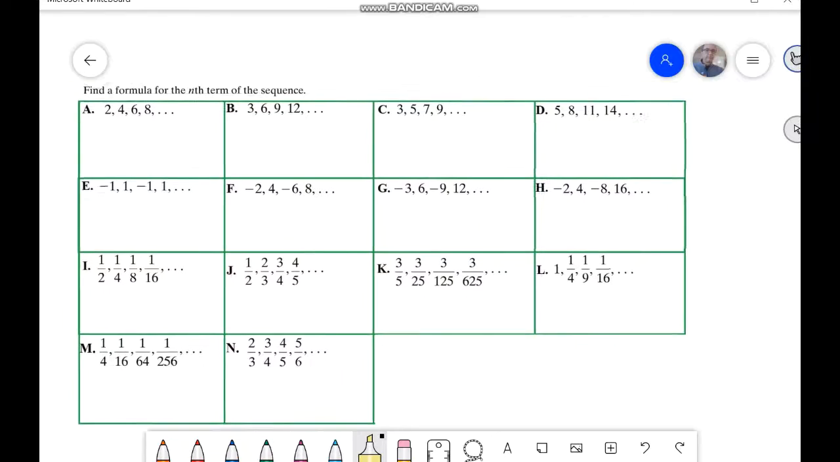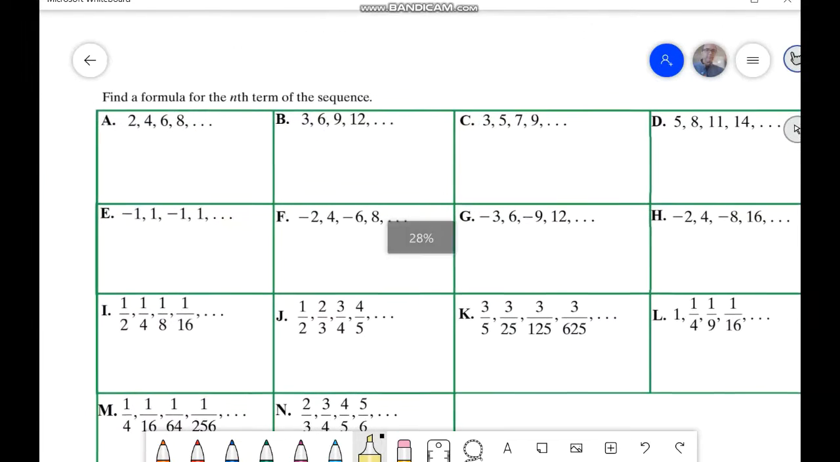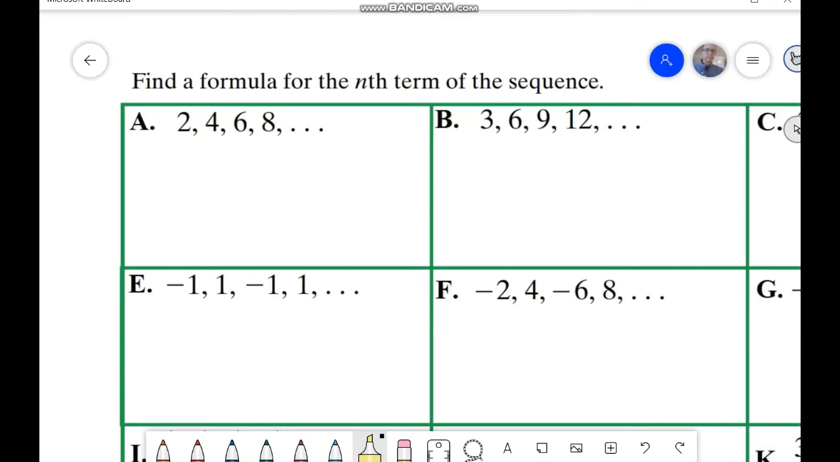Today, you have to find the formula for the nth term of the sequence. The questions are very similar to yesterday. Some sequences are the same, but now today we have to find the formula. And we need to compare with n. So compare this sequence 2, 4, 6, 8 with the order n equals 1, 2, 3, 4. Okay?